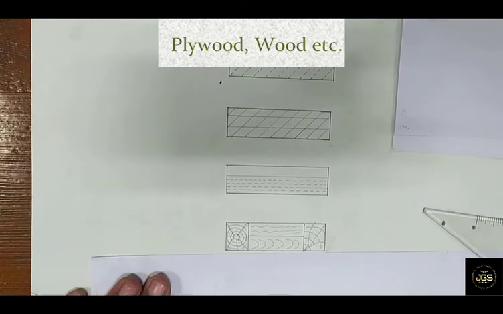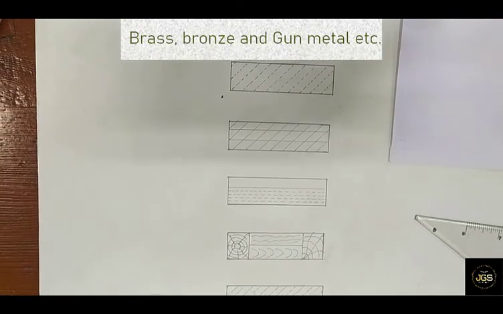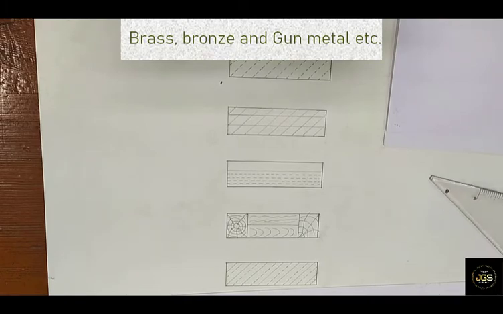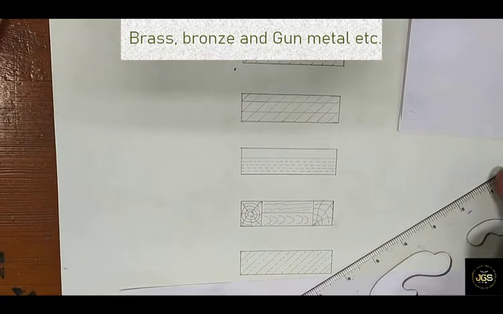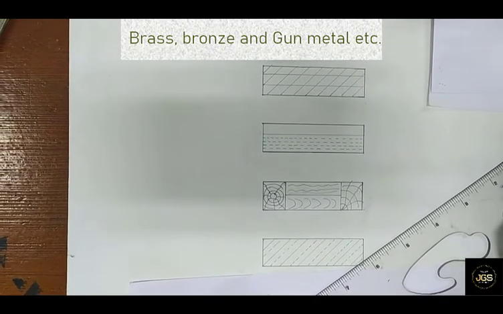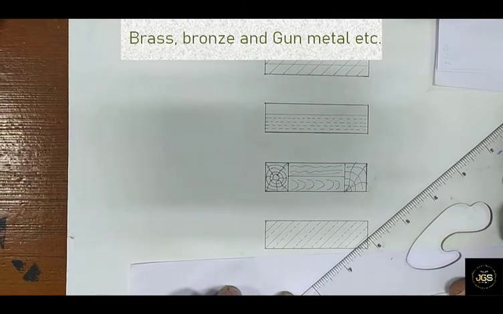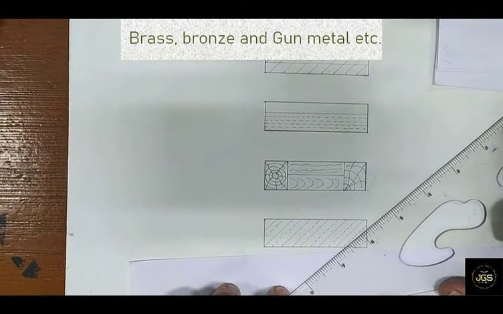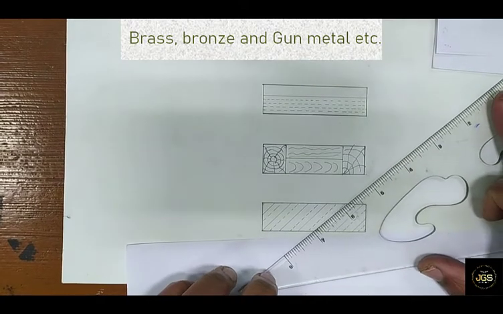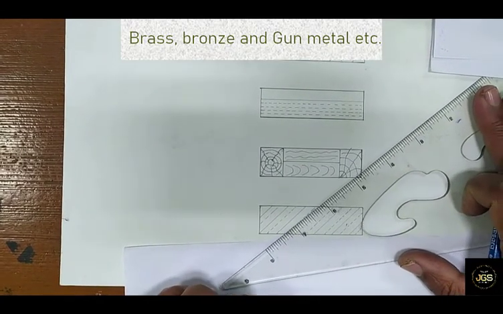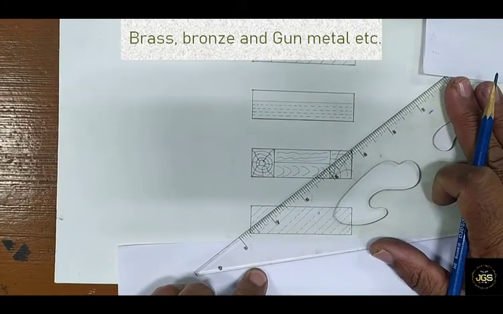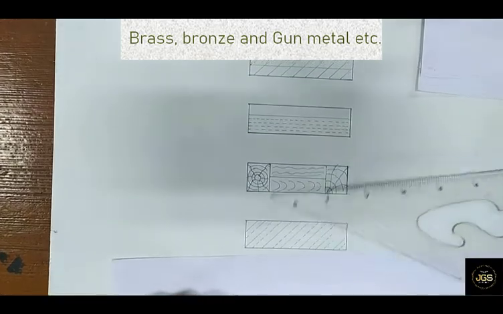And then next we are going to draw brass, bronze, gunmetals. Here the process is the same. You have to draw the lines at an angle of 45 degrees. One line is a dotted line, the second is a firm line. So these are the dotted lines and these are the section lines drawn at an angle of 45 degrees. Like this, you can complete this rectangle. This will represent the brass, bronze and gunmetals.